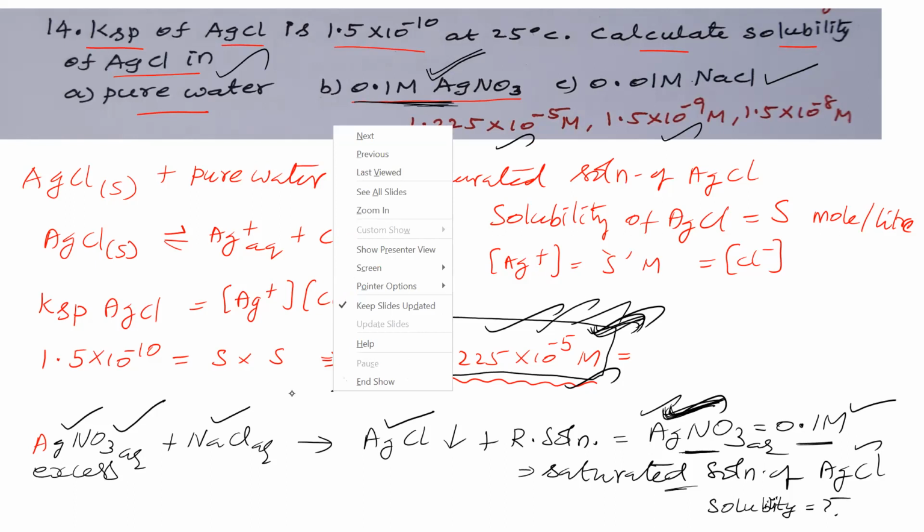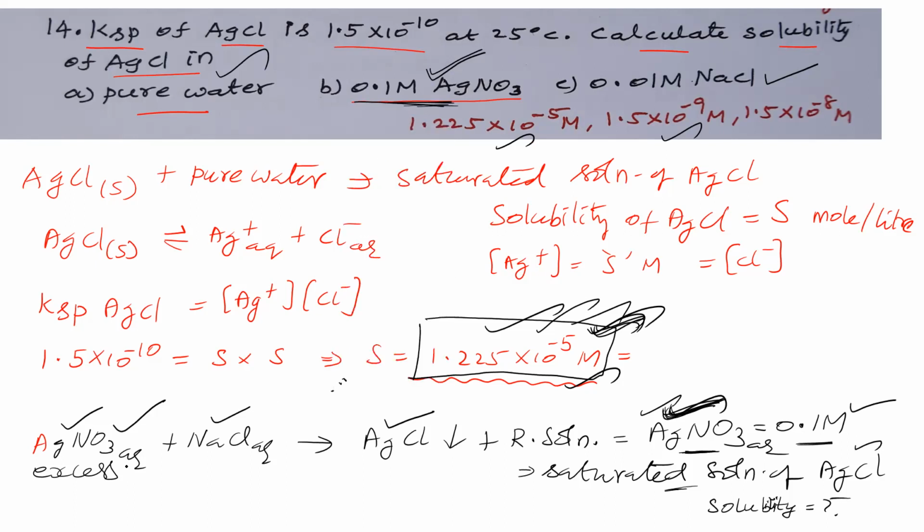Then we have to take sodium chloride in excess. Silver nitrate is the limiting reactant. Now we are taking silver nitrate as the limiting reactant and sodium chloride as the excess. Now what will happen to the silver nitrate?